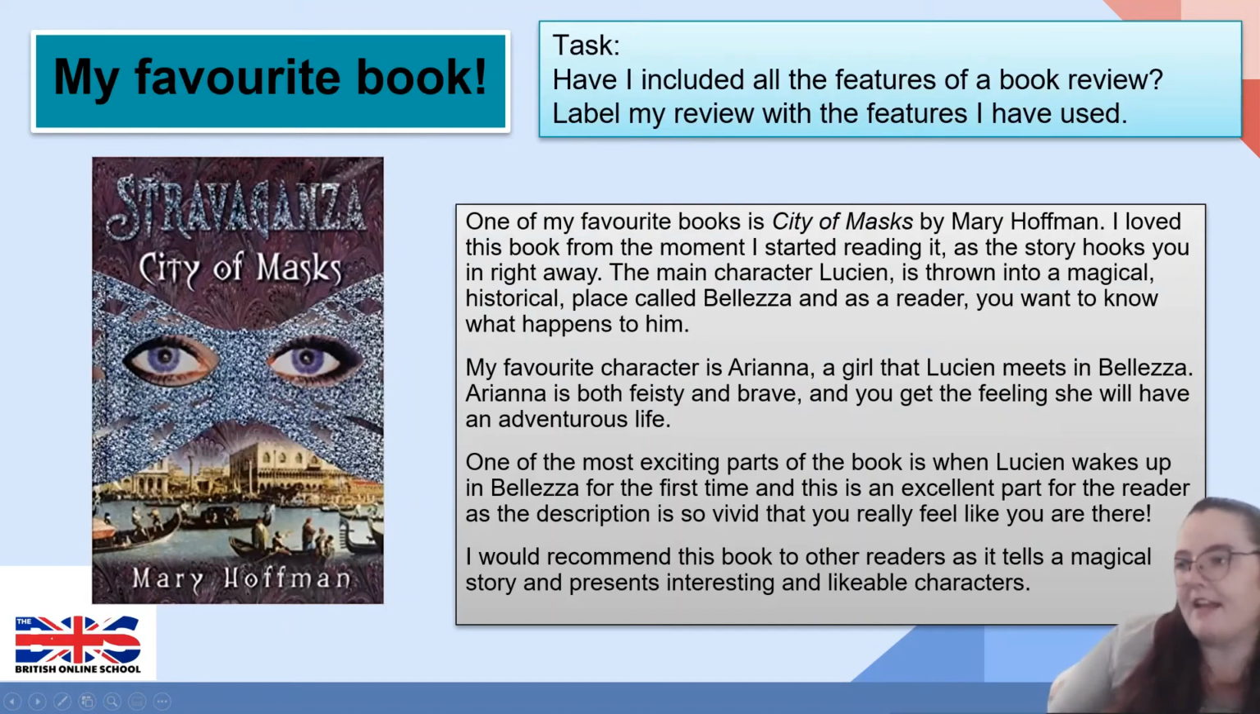One of my favourite books is City of Masks by Mary Hoffman. I loved this book from the moment I started reading it, as the story hooks you in right away. The main character, Lucien, is thrown into a magical historical place called Bellezza, and as a reader, you want to know what happens to him. My favourite character is Ariana, a girl that Lucien meets in Bellezza. Ariana is both feisty and brave, and you get the feeling she will have an adventurous life.